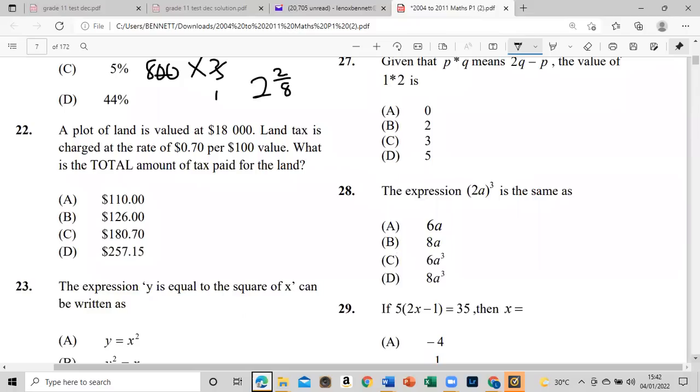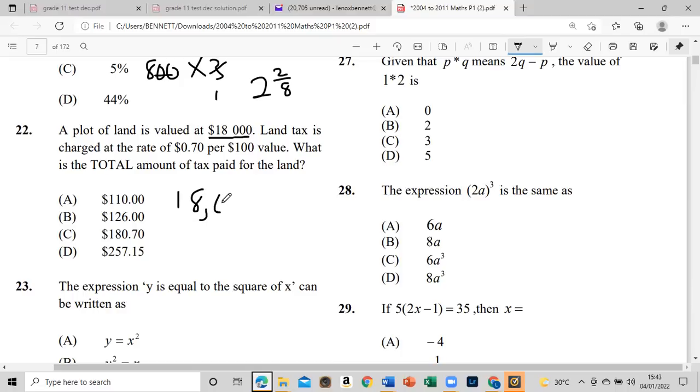See, so now I'm putting in a plot of land is valued at $18,000. Land tax is charged at the rate of 70 cents per 1,000 value. What is the total amount of tax paid for the land? Alright, so look at the information carefully. Two ways you can do it. You can either divide this by 100 and then times it by this. Or we can just simply find out how many $100 in a 18,000. So we divide. That's my way.